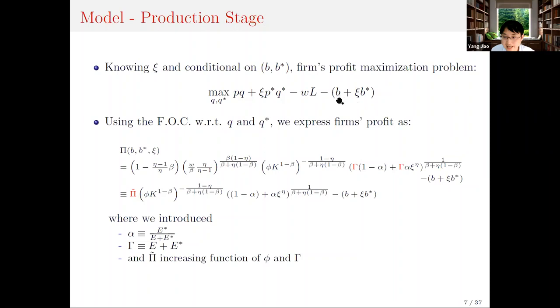So B is the domestic debt and B star is the foreign debt. Here, there's also another exchange rate shock, which is also not realized in the first period. And the firm needs to take that into account. Right? So essentially for the firm, they will face exchange rates both on the revenue side and also on the debt side. And we can solve this model by getting this Q and Q star by taking the demand functions that are given. And also solve this optimal L, and we get the following formula.